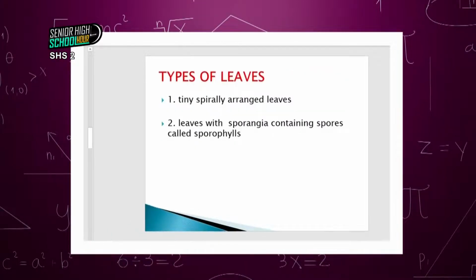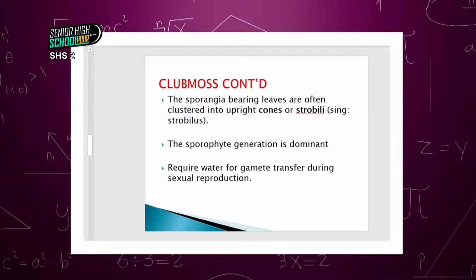I have also mentioned that there are two types of leaves. The green one we saw, which are just spiral arranged like the mosses, and the one that has been clustered together with the spores on them, we call them the sporangium. Spores are contained in sporangium, so we call the whole leaves the sporophylls. And the sporangia bearing leaves that are clustered together into something we call cones or strobila or strobilus.